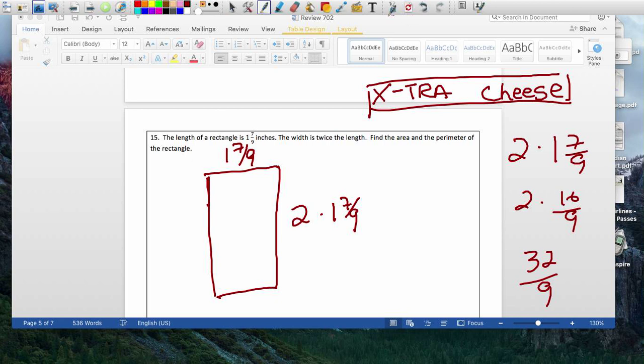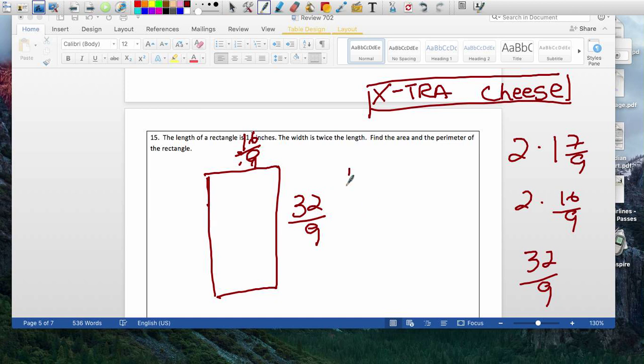I'm going to leave that as an improper fraction, only because we're probably going to work with it again. And 1 7/9, I'm also going to change to an improper fraction, which would be 16 over 9, which I should have done first. Look how much easier it would have been to double that, right? So the length is 16 over 9, the width is 32 over 9.